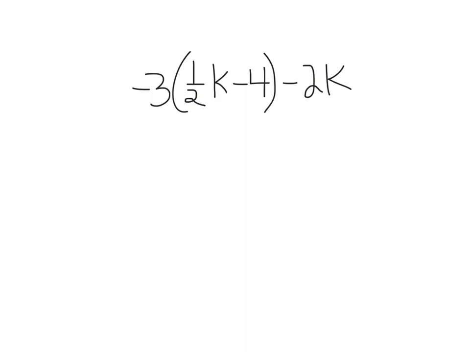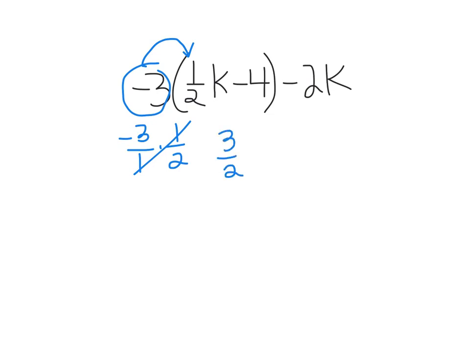So okay, let's take a look. Negative 3 times 1/2. I'm going to make that a negative 3 over 1 times a 1 over 2. When you multiply fractions, you could cross cancel. So this will be 3 over 2k. And now I got to take this negative 3 and times it by negative 4. So what's negative 3 times negative 4? Negative and negative is going to be a positive 12. So that'll be a plus 12.